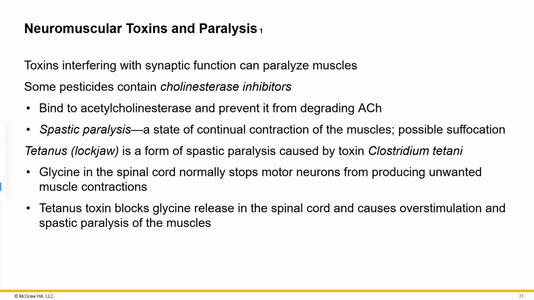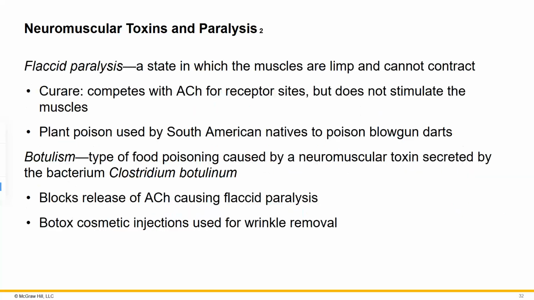Tetanus or lockjaw is a form of spastic paralysis caused by the toxin produced by the bacterium called Clostridium tetani. Glycine in the spinal cord normally stops motor neurons from producing unwanted muscle contractions, but the tetanus toxin blocks glycine released in the spinal cord and causes overstimulation and spastic paralysis of the muscles.